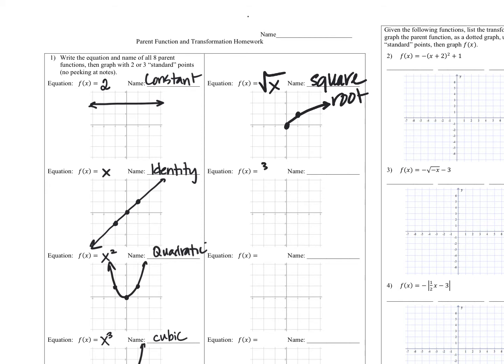And then we have the cube root of x. That one has 0, 0, 1, 1. This time you can plug in negatives because it's an odd root, but it's not going to grow as fast as the cube function. This is the cube root.